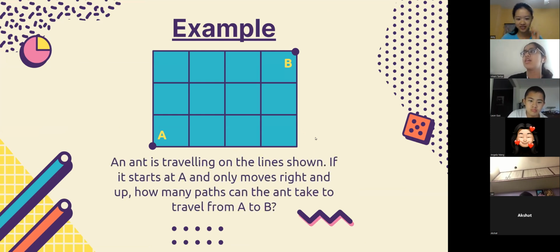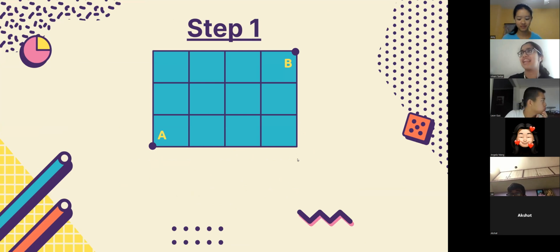An ant is traveling on the lines shown. If it starts at A and ends at B, how many paths can the ant take from A to B? I have a feeling a lot of you might not know how to solve this, because I didn't explain anything.